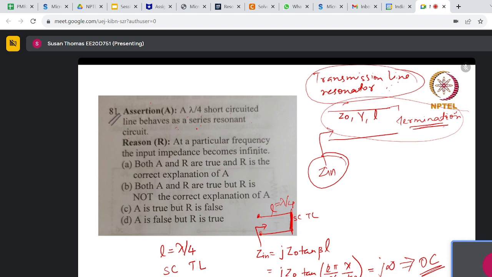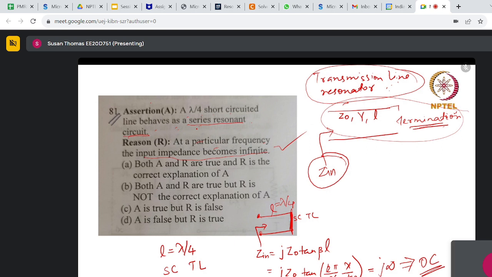So if you look at the reasoning statement, at a particular frequency, the input impedance becomes infinite. That is true. Now comes the other question. Is it going to behave as a series resonant circuit? Now I think it's clear. Is it clear, can we proceed?